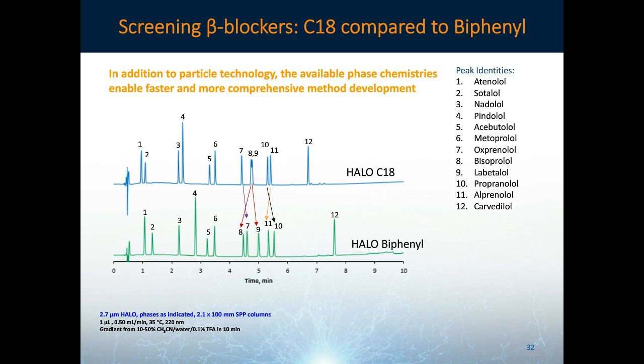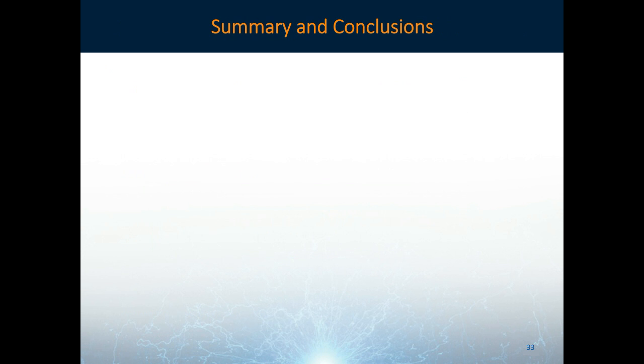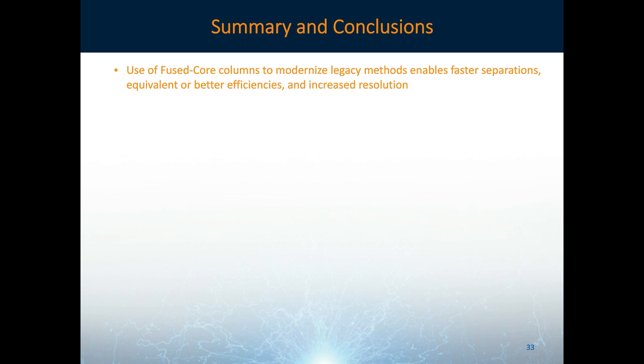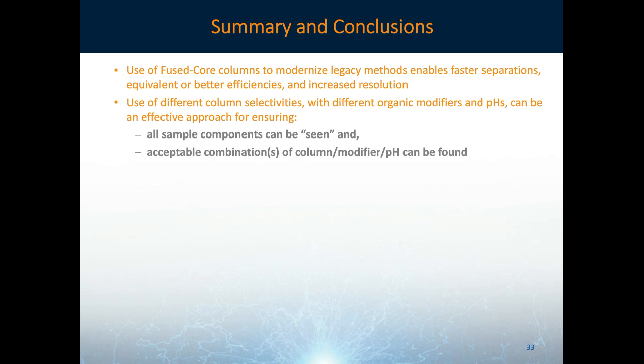So in summary and conclusions, I hope I've convinced you that the use of Fused-Core columns to modernize legacy methods enables faster separations, equivalent or better efficiencies, and increased resolution. The use of different column selectivities with different organic modifiers and pHs can be an effective approach for ensuring all sample components can be seen and acceptable combinations of column, modifier and pH can be found.